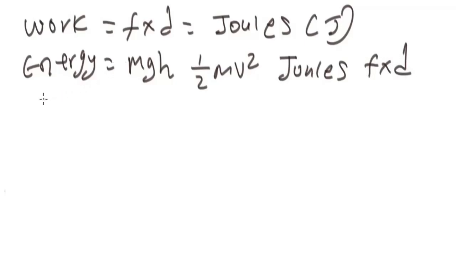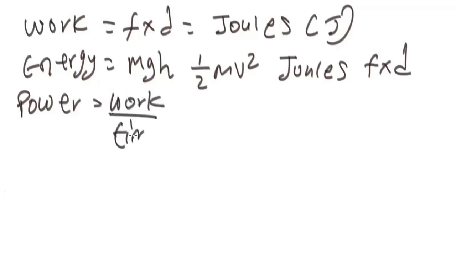Alright, so energy is a derived quantity. The difference between energy and work is that energy is a scalar quantity, whereas work is a vector quantity. Energy has magnitude but no direction. Work has both magnitude and direction. Okay, we also have our power. Power is calculated using work over time, and is measured in watts.